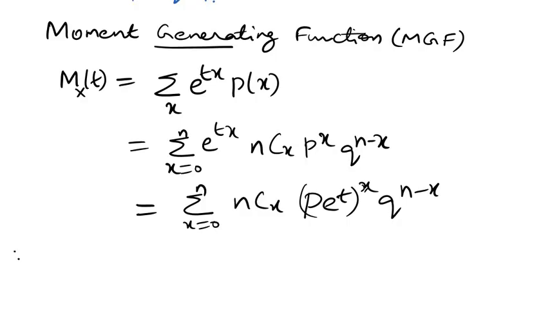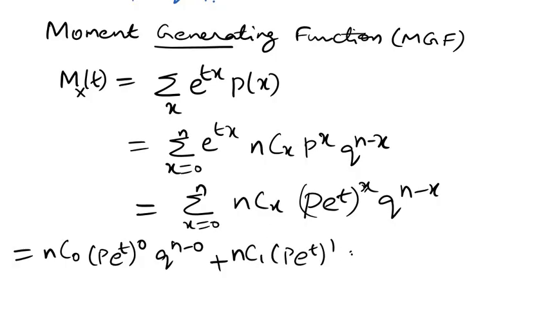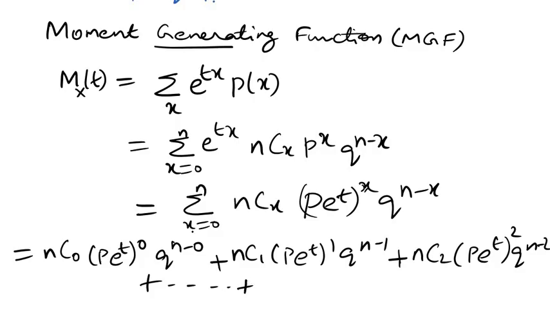Simplifying the above expression, put x equal to 0 to n. If we put x equal to 0, we get nC0, p e power t power 0, q power n minus 0. Put x equal to 1, we get nC1, p e power t power 1, q to the power n minus 1. We put x equal to 2, nC2 p e power t power 2, q power n minus 2, and so on. If we put x equal to n, we get nCn p e power t power n q power n minus n.